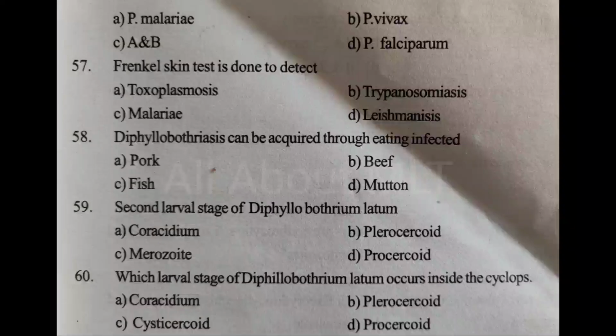Which larval stage of Diphyllobothrium latum occurs inside the cyclops? Option A, coracidium. Option B, plerocercoid. Option C, cysticercoid. Option D, procercoid. Answer is option D, procercoid.